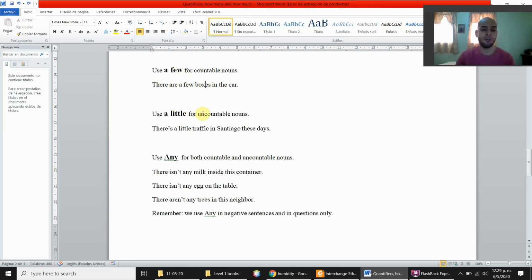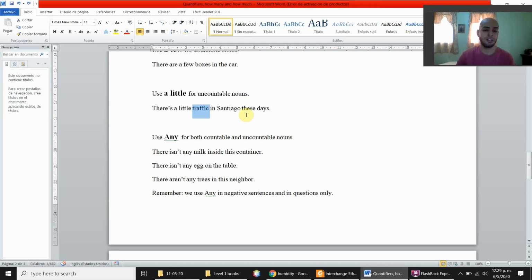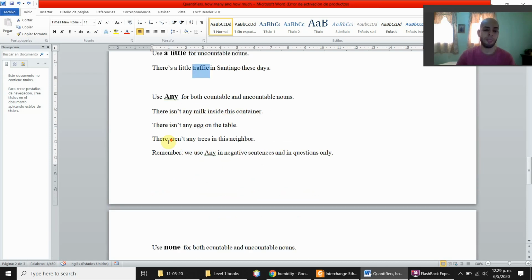And use a little for uncountable nouns. There's a little traffic in Santiago these days. Again, a little, a small amount. There is a little traffic in Santiago these days. The traffic, again, is uncountable. So we use a little.